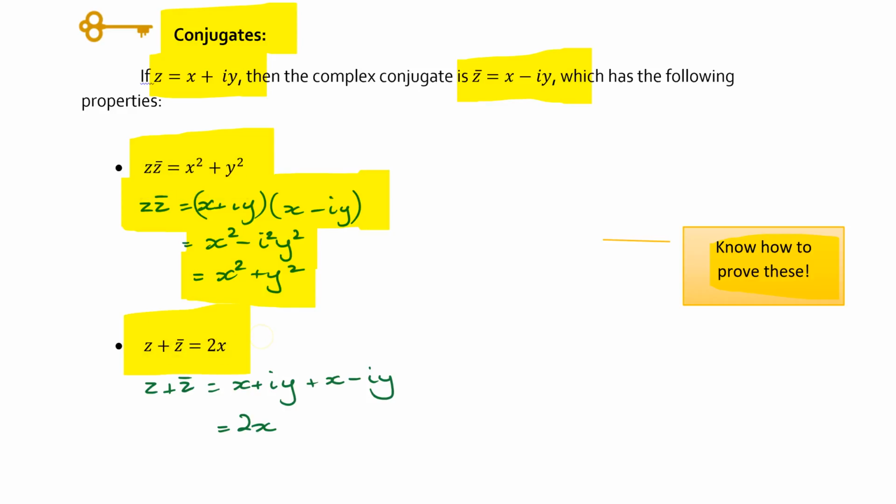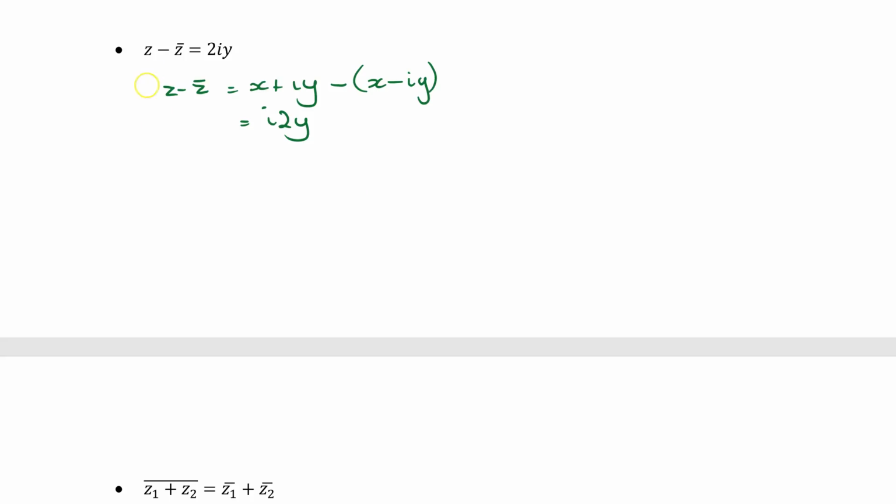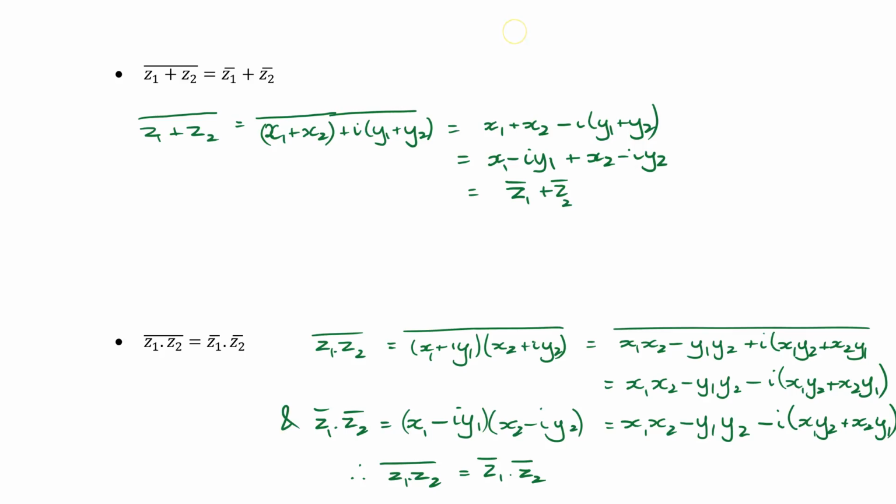z plus z bar equals, again, a purely real number, which is 2x, and you can see the proof here is pretty straightforward. Similarly, for the difference between a complex number and its conjugate, the proof is straightforward and it shows that what we get is a totally imaginary number. For the next few, the proof is not so easy, but the concept is quite okay.